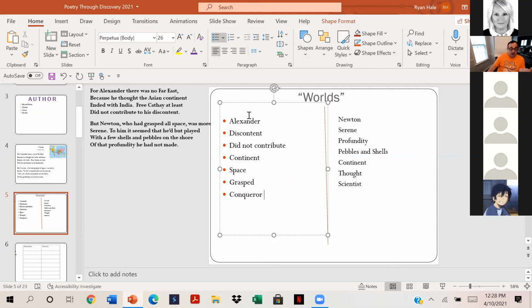So scientist and conqueror aren't really words in the poem, but they're words that I kind of got to through your help. So what I want you to do, I'm going to give you 60 seconds this time, and I want you to try to come up with one pair of words that you think is here somewhere because of space or continent or India or profundity or whatever. And then I'm going to ask you guys to share these in the chat this time. Okay? Let's go to the chat this time and see how that works. 60 seconds, go. I'm going to go back to the poem here so you can see it.